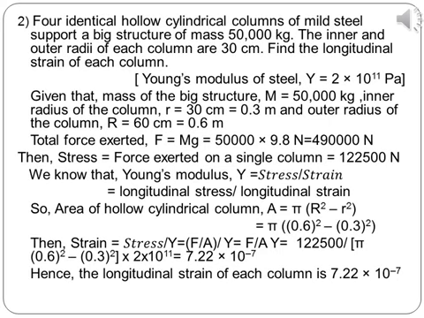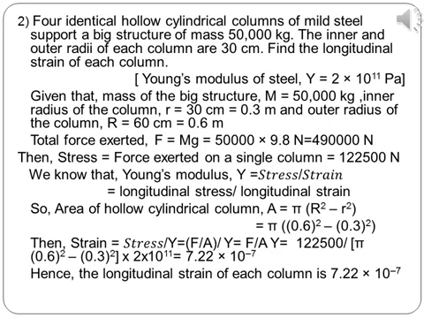Second question is, four identical hollow cylindrical columns of mild steel support a big structure of mass 50,000 kg. The inner and outer radii of each column are 30 cm. Find the longitudinal strain of each column given Young's modulus of steel Y is equal to 2 into 10 the power of 11 Pascal. What is its solution?